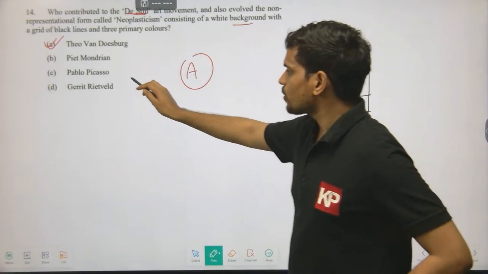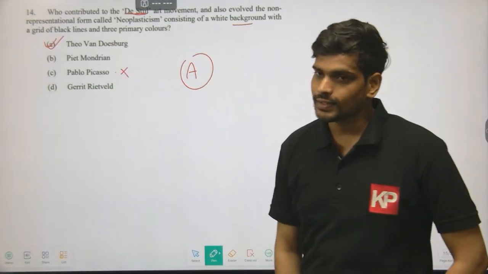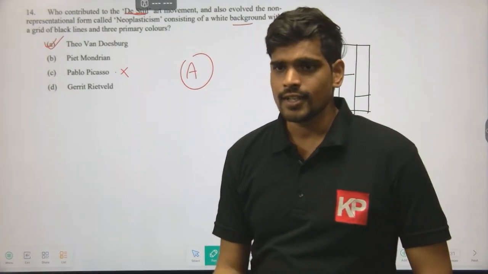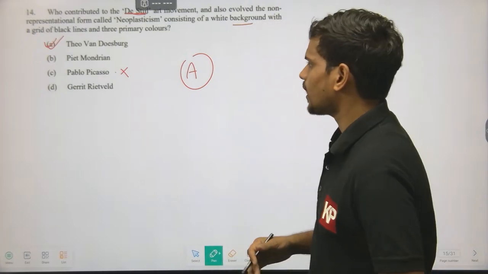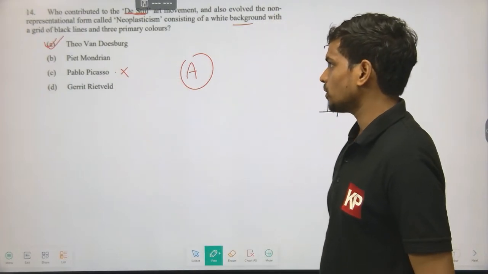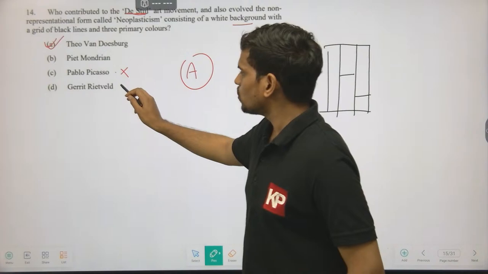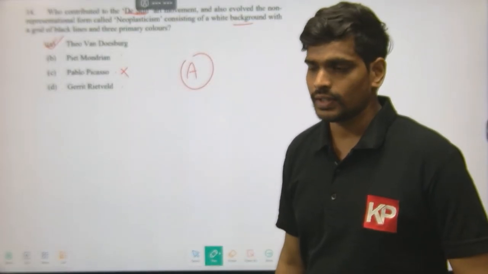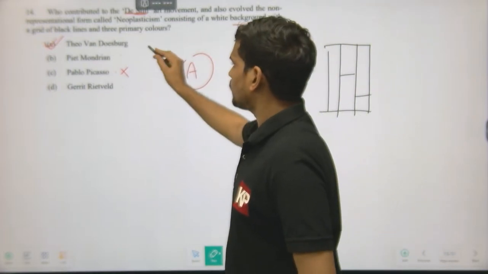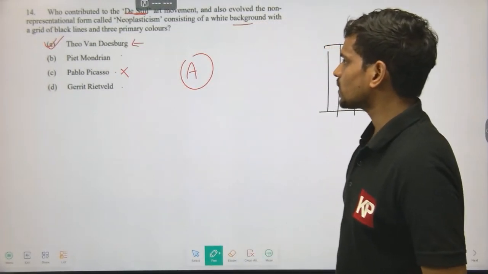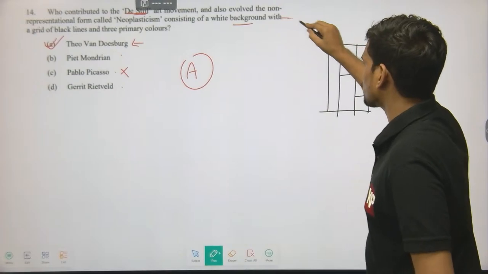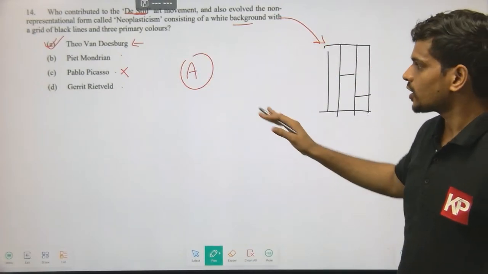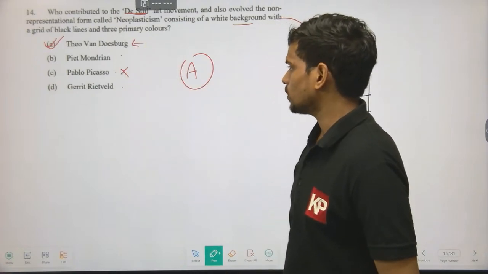From the remaining options, Pablo Picasso has nothing to do with this De Stijl style, because De Stijl is a much later style, a 20th century style of the Netherlands. It's a Dutch art, given by the Dutch artist Theo van Doesburg. Gerrit Rietveld and Piet Mondrian are associated with the style, but the first person who proposed it was Theo van Doesburg, who gave this approach of white background, black lines and primary colors, using it in art.